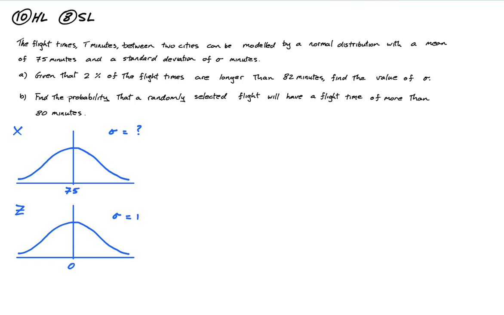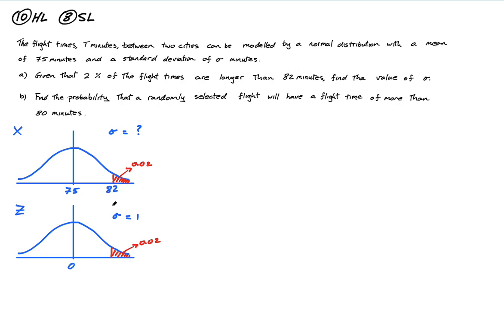Now we look at this bit of data here. He says, given that 2% of the flight times are longer than 82 minutes, find the value of sigma. So this area is 2%, or 0.02, which means this area down here has to be 2%, or 0.02. Now we know this point is 82, because it says 2% are more than 82.